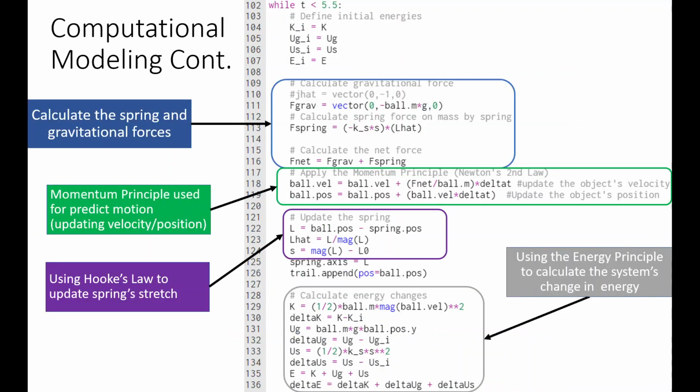Next, I updated the system's data iteratively. First, I calculated the spring and gravitational forces interacting with the systems, and next, I used the momentum principle in green to update the velocity and position to predict the system's motion, and in purple, I used Hooke's law to update the spring stretch. Lastly, I used the energy principle to calculate the system's change in energy by calculating delta K and delta U for both spring and the earth.